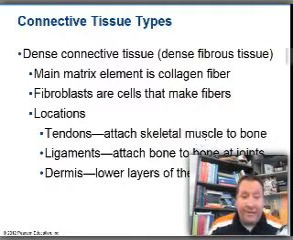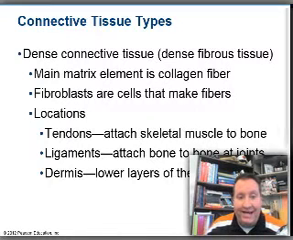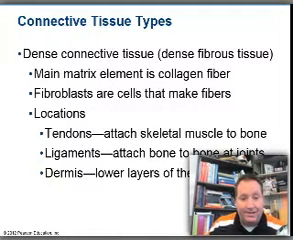The next type of connective tissue we're going to take a look at is called dense connective tissue. Now we have dense connective tissue and we have loose connective tissue. In dense connective tissue, the fibers are all aligned together and tightly compacted to one another. The major matrix that we find in dense connective tissue is collagen fibers. You have these specific cells called fibroblasts, and these are the cells that are going to make these collagen fibers themselves. We often find dense connective tissue associated with tendons, ligaments, and the dermis.